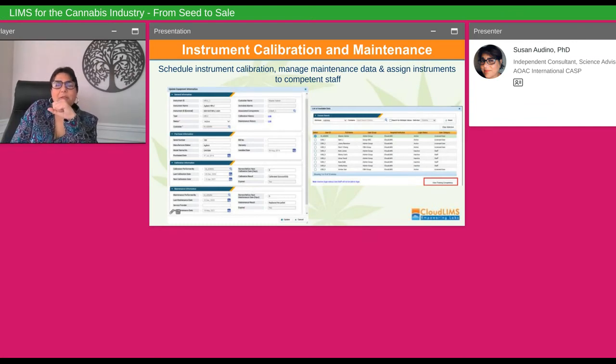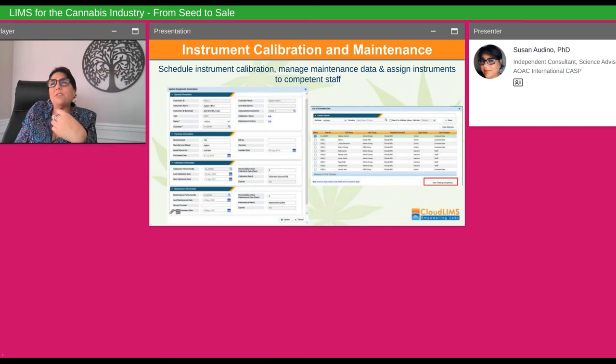Instrument calibration and maintenance. All instruments need to be qualified before they are used. So as soon as an instrument is put into service or brought into a laboratory, it needs to be qualified. We need to make sure that it's qualified. We need to ensure that all equipment, balances, pipettes, thermometers, all of these things are calibrated and verified.